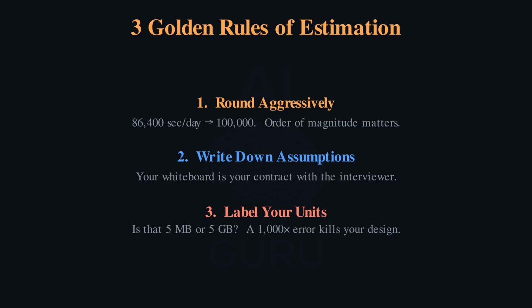Okay, and the third tip. And honestly, this is the one that saves people's careers. Label your units. Oh, I am so guilty of not doing this. I'll just write down 5 or 5,000 and hope I remember what it means later. And you won't. In the heat of the moment, you'll look at that 5 and you will forget if it's 5 megabyte or 5 gigabyte. And if you confuse those two, your whole design is off by a factor of 1,000. Which is a catastrophic failure.